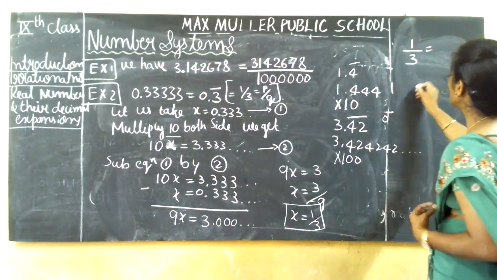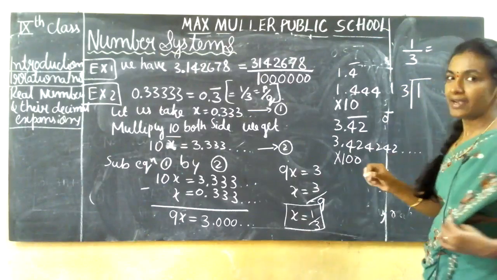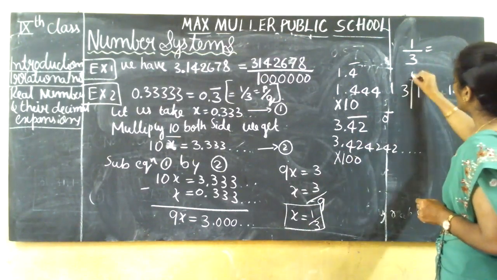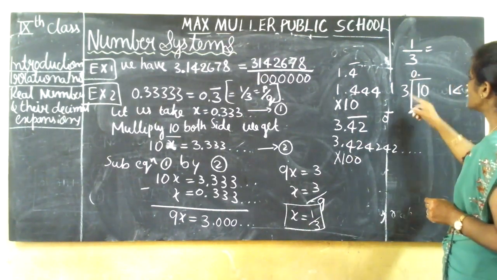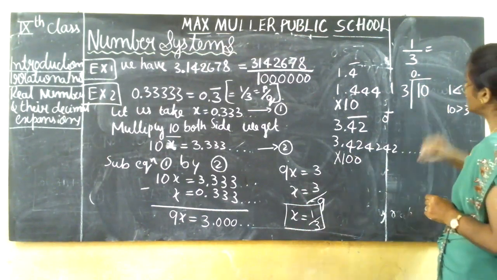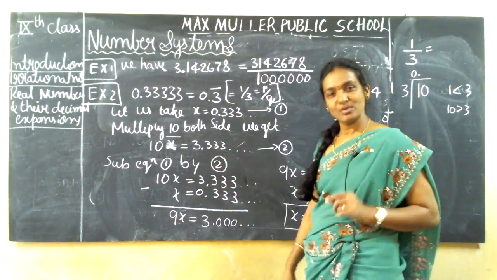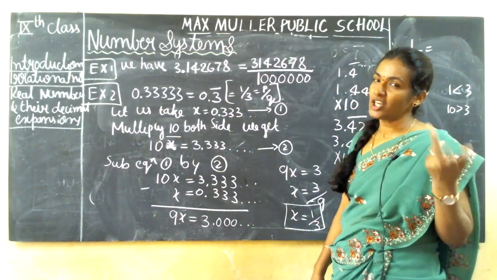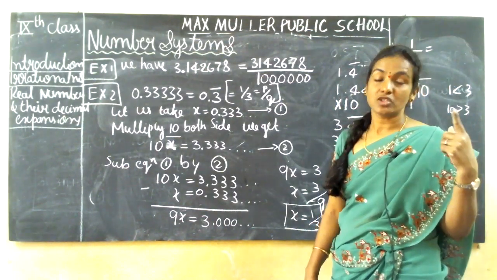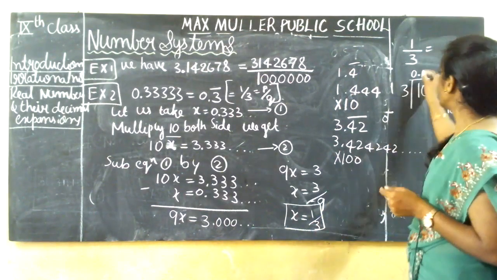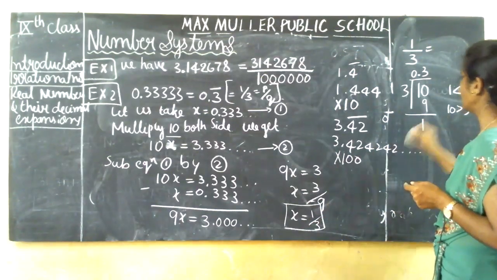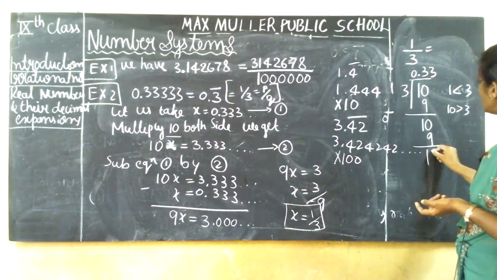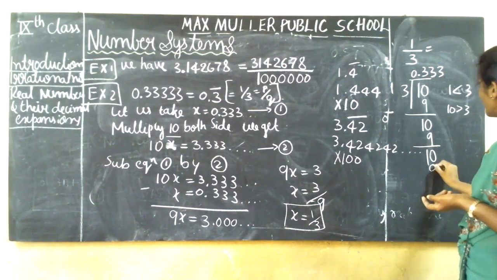So 1 by 3, how will you divide this, guys? 1 and 3. Here 1 is less than 3, so it is not divisible. So we take a decimal point here and it becomes 10. Now 10 is greater than 3, so now you can divide 10. 3 1s are 3, 3 2s are 6, 3 3s are 9, 3 4s are 12. So 12 is greater than 10, so you cannot take that one. So I have to come for 3 3s, which are 9. What is the remainder here? 1. Again 0. 3 3s are 9. Again remainder 1. Again take a 0. Again 3 3s are 9.